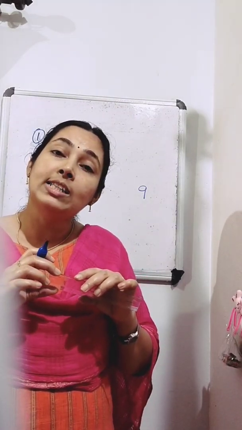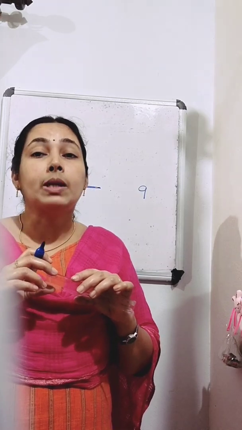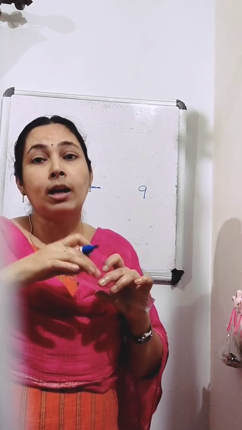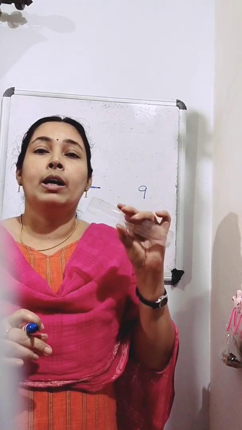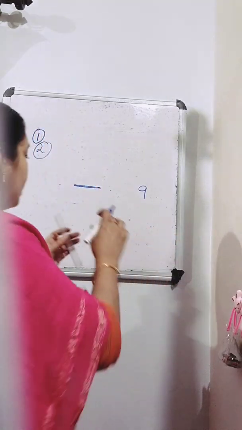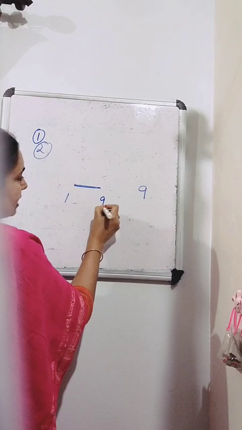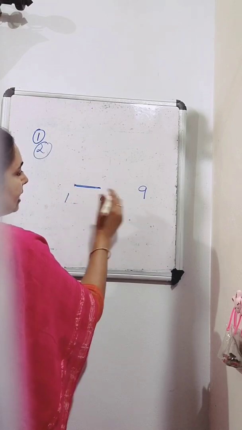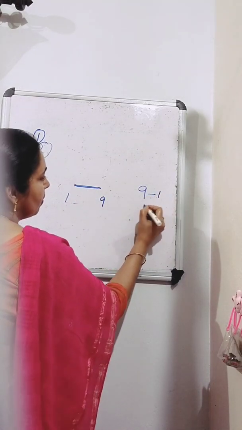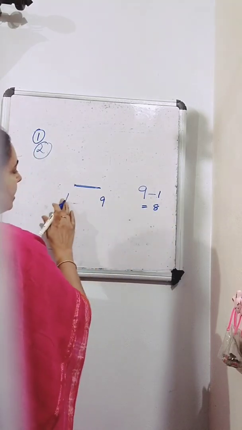So how you get the result? Then you must subtract the reading of this mark from the reading at the other end. So here reading in this end was 1. At the other end it was 9. So what is the correct length? 9 minus 1, that is equal to 8.